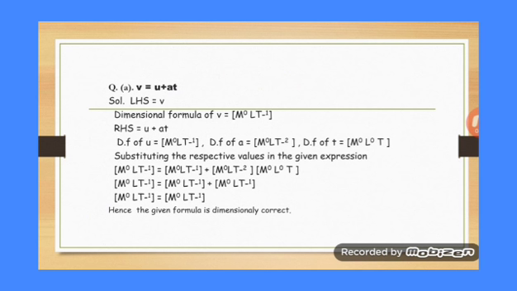The first question is, we have to check the correctness of V equal to U plus AT. Before checking the correctness of any dimensional expression, first you should know the dimensional formula of each physical quantity.